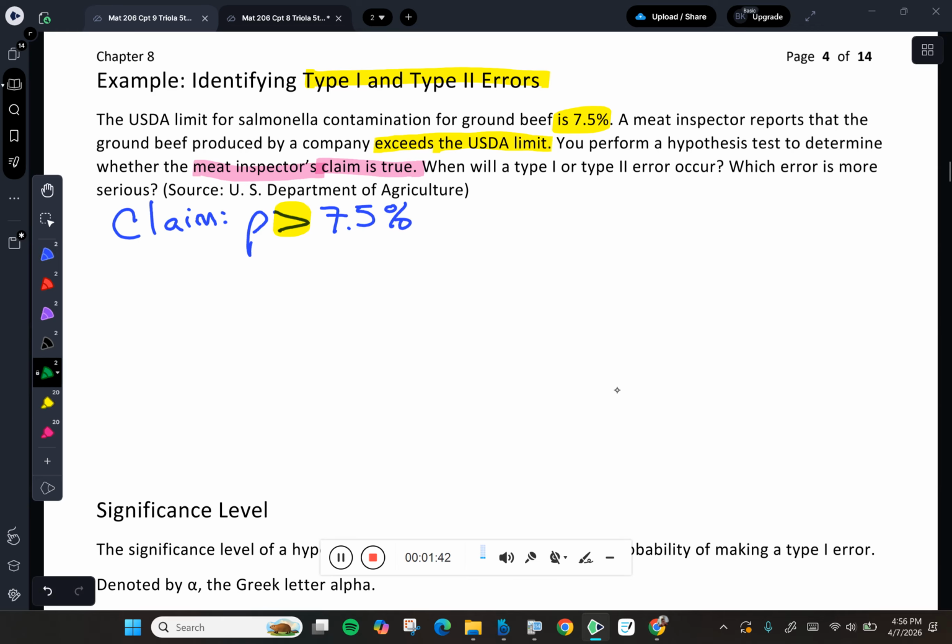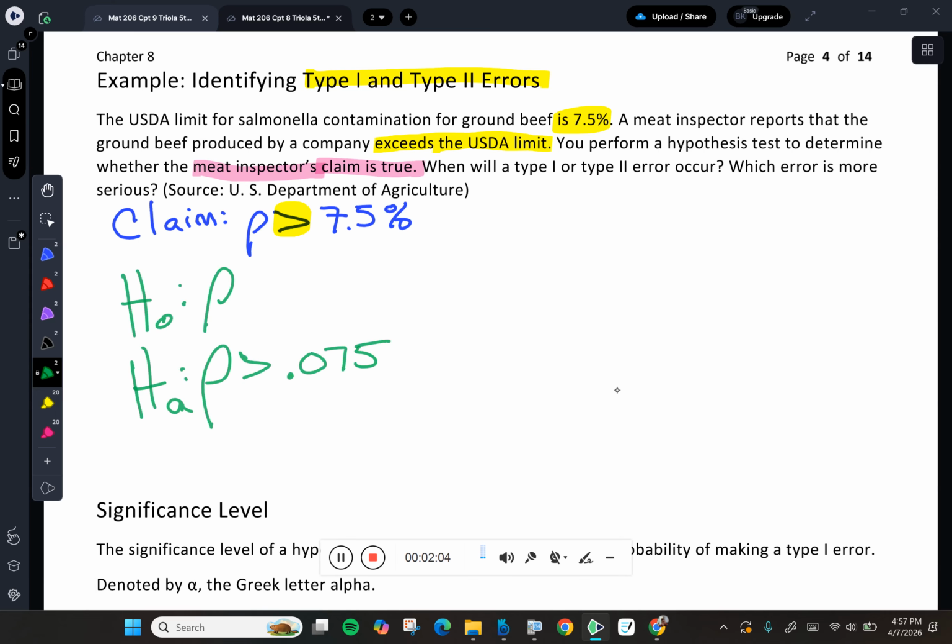Since our claim doesn't include an equal sign, our claim is going to be the alternate hypothesis in our pair of hypotheses. Is that the proportion is greater than 0.075. Our null then would be that it's not. Okay. So we're going to go gather some data and we're going to run a test, right?